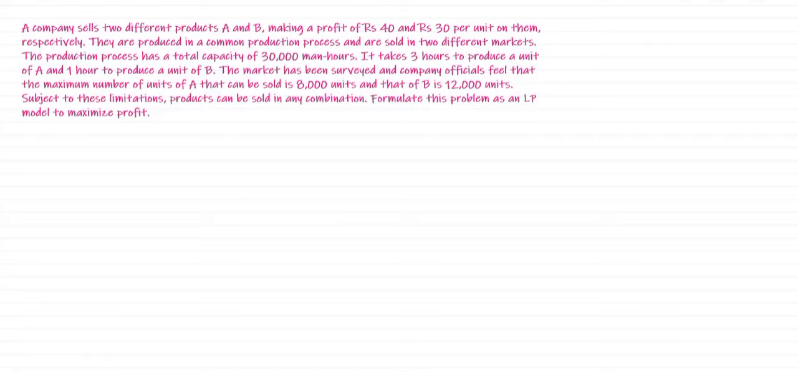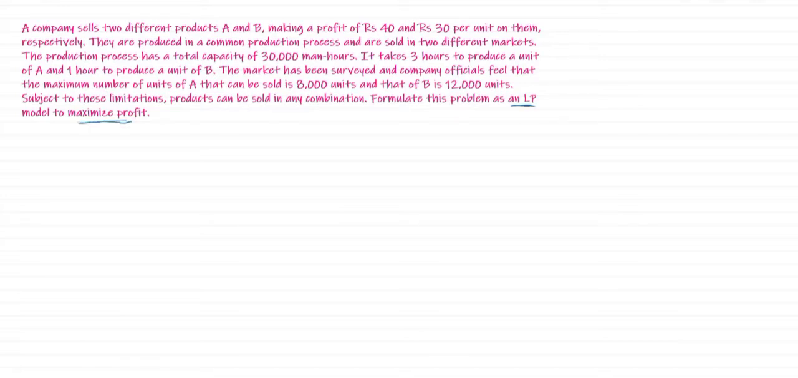A company sells two different products A and B, making a profit of rupees 40 and rupees 30 per unit on them respectively. They are produced in a common production process and are sold in two different markets. The production process has a total capacity of 30,000 man hours. It takes 3 hours to produce a unit of A and 1 hour to produce a unit of B. The market has been surveyed and company officials feel that the maximum number of units of A that can be sold is 8,000 units and that of B is 12,000 units. Subject to these limitations, products can be sold in any combination. Formulate this as a linear programming model to maximize the profit.